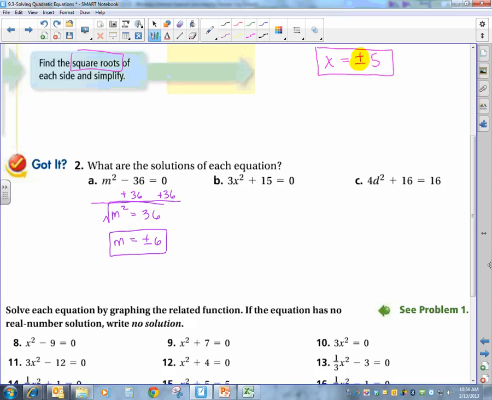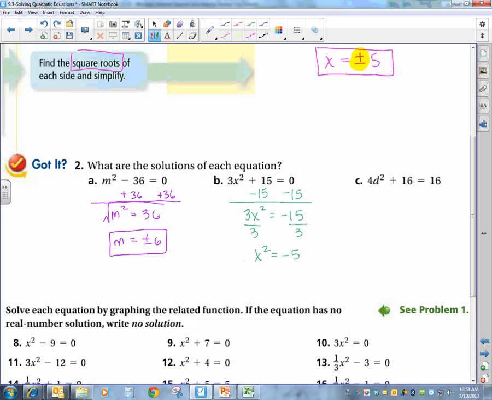Alright, next I have 3x squared plus 15 equals 0. So we're going to subtract 15, because we're trying to isolate that x squared term. 3x squared equals negative 15. Divide by 3. And x squared equals negative 5.